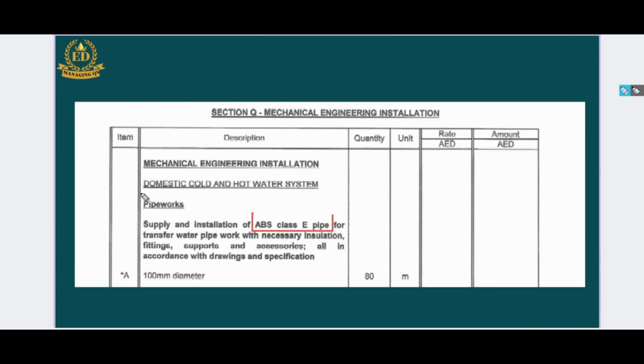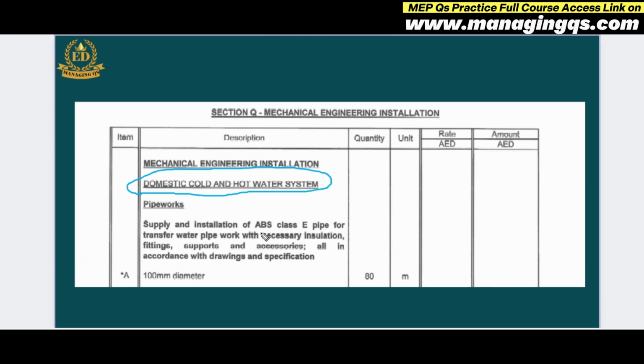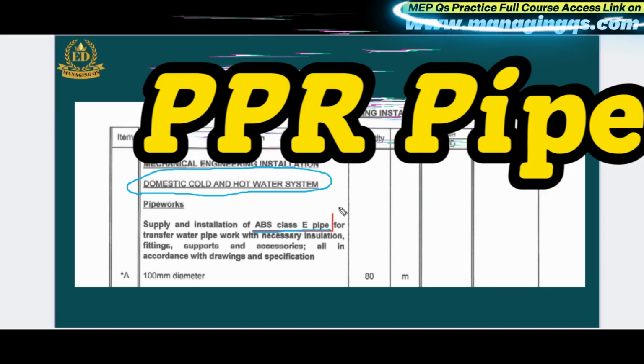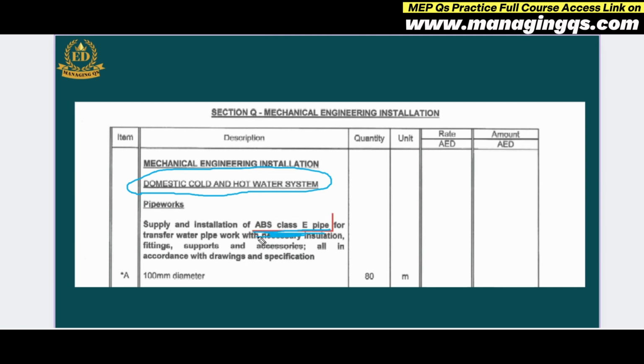Hello guys. Under the domestic cold and hot water supply system, we use one special pipe type: ABS class E pipe. As a technical MEP quantity surveyor, we should be aware of this pipe, and also be familiar with other pipes, let's say PVC pipe, PPR pipe, PEX pipe. But ABS class E type is a little bit different, and we have to calculate this pipe separately because the rate is also a little bit different compared with other pipes.